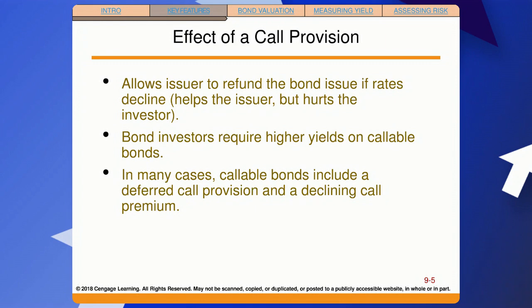In terms of bonds, there are callable bonds, and there are also term bonds and serial bonds. We have many kinds of bonds. In many cases, callable bonds include a deferred call provision and a declining call premium. What were you taught in FAR?